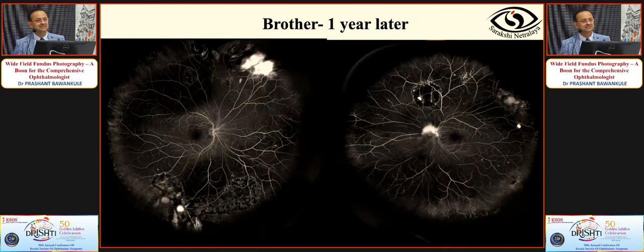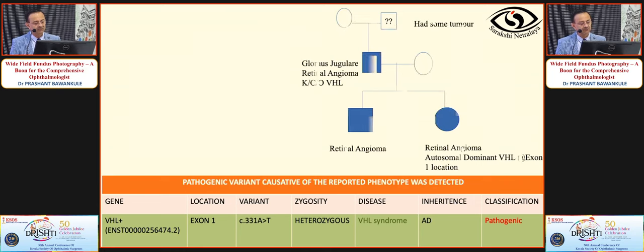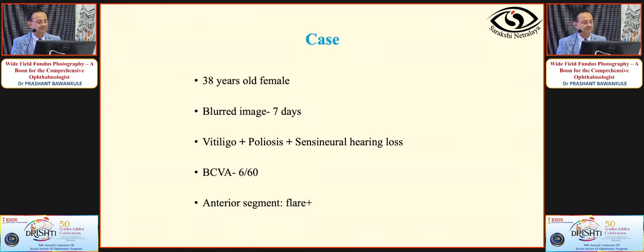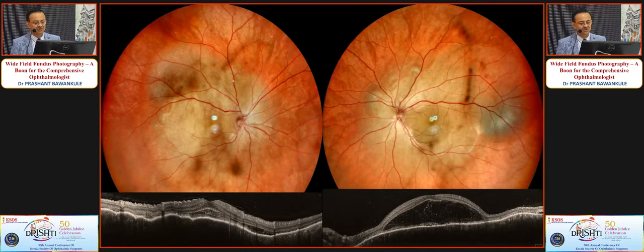In this case, especially for the sake of postgraduates, you have to repeat a yearly wide field angiography to see for any recurrence. We did a genetic study and we could identify the gene in this particular case. Now, this is a case of CSR diagnosed elsewhere, but when we saw the picture in a wide field OCT, we were not convinced, and this was a case of a VKH.